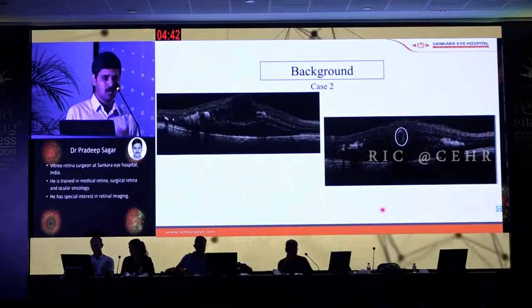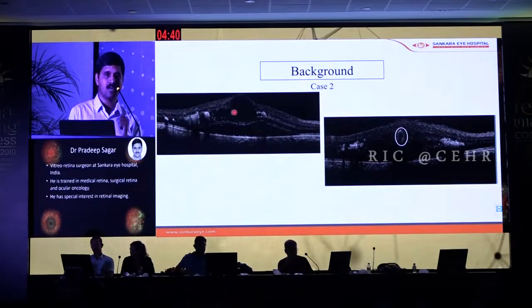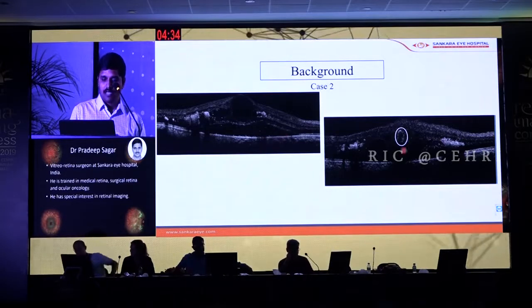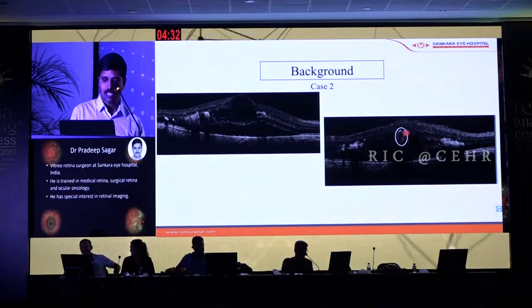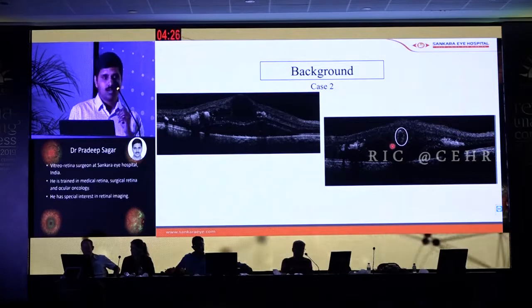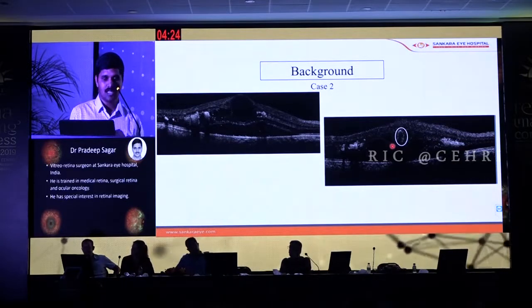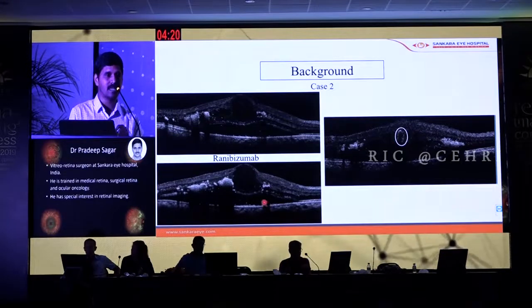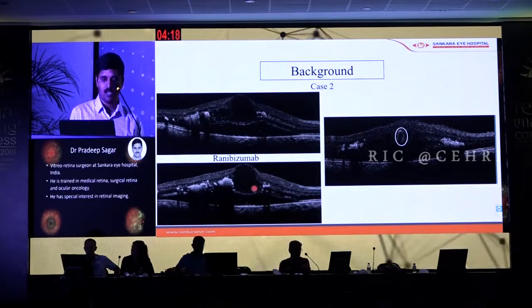Coming to one more case, this is a case of a center involving DME with sensory neural detachment, and in this case also we could see a large aneurysm just superior to the fovea, and one more temporal to the fovea. In this case he was treated with 3 monthly ranibizumab injections without any response. The SRF remained as it is, with the presence of cysts.